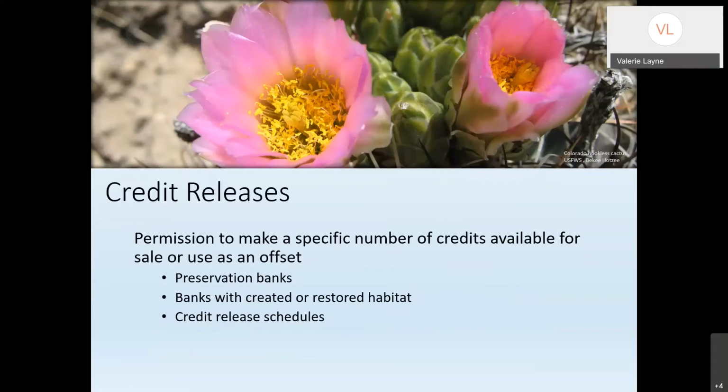Some banks have had all of their credits released at once, but this is becoming more rare. Those credits in those banks are for preserved habitat, usually, where they're not building or planting anything, they're just preserving and managing habitat. They don't have any ecological performance standards to meet because they didn't construct or restore any habitat. It's now typical for banks, even banks that offer preservation only, to have a credit release schedule, which means the bank needs to meet milestones before having credits released.